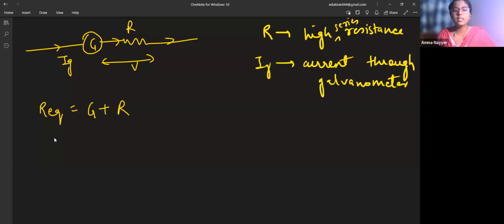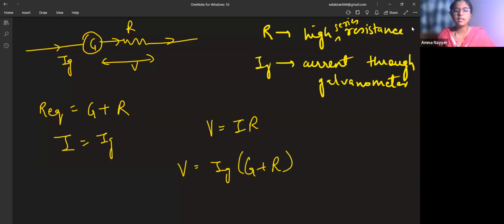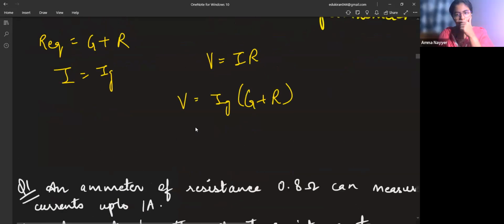Now V is given, and what is the current in your circuit? It is IG. So what will be the potential? Potential is current multiplied by resistance. So potential is current, that is IG, and resistance is G plus R. Now, what will be the voltage?